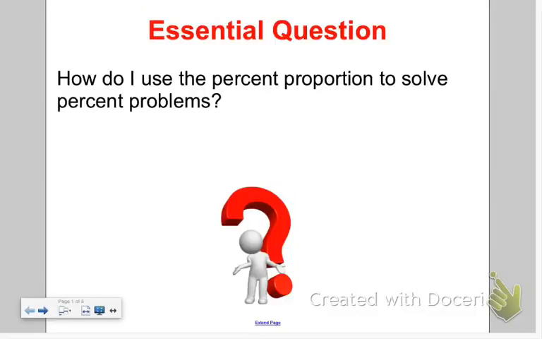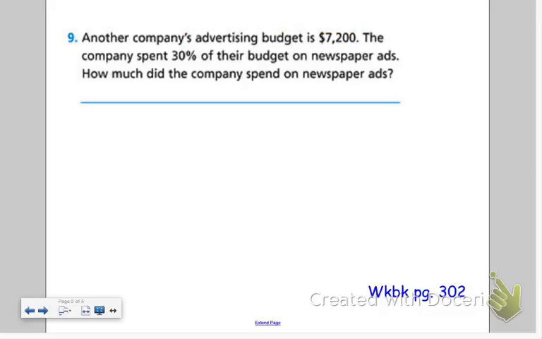In this lesson, we're going to use the percent proportion again with percent problems, but it's going to be a little bit trickier because now we're going to have some word problems, and we may not have those key words "is" and "of" to help us. If you look at workbook page 302, I've got a couple word problems for you from that page.